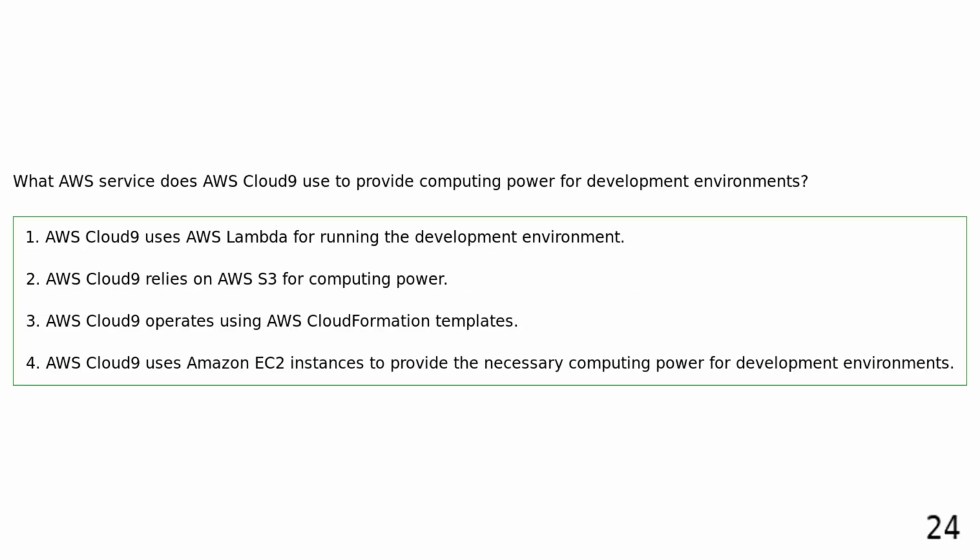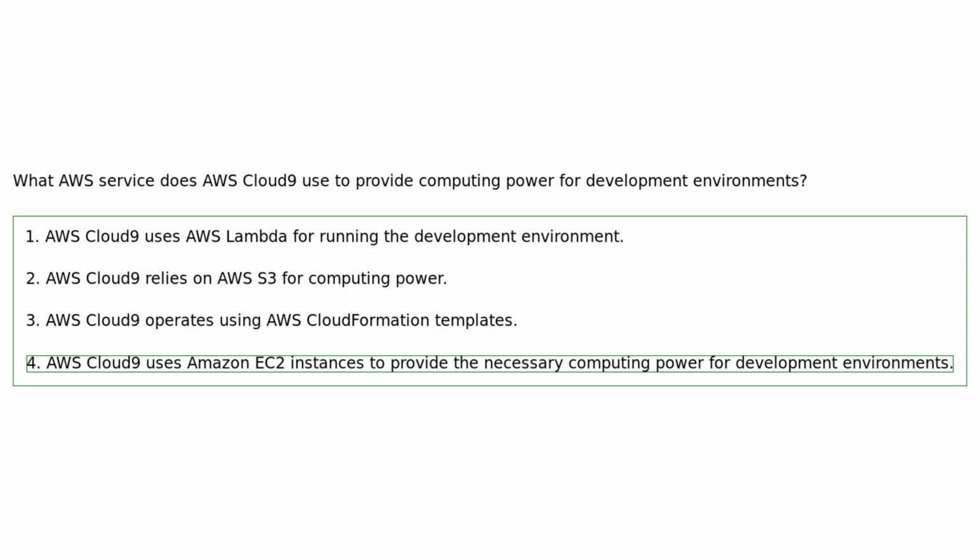What AWS service does AWS Cloud9 use to provide computing power for development environments? AWS Cloud9 uses AWS Lambda for running the development environment. AWS Cloud9 relies on AWS S3 for computing power. AWS Cloud9 operates using AWS CloudFormation templates. AWS Cloud9 uses Amazon EC2 instances to provide the necessary computing power for development environments. AWS Cloud9 utilizes Amazon EC2 instances to deliver the required computing resources for development environments.